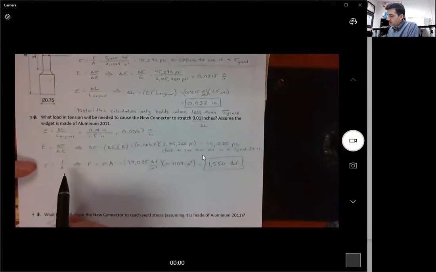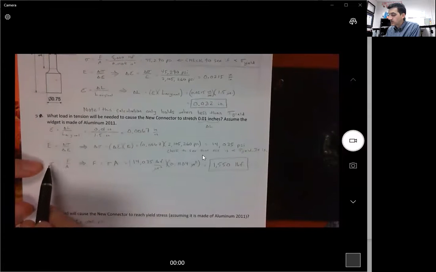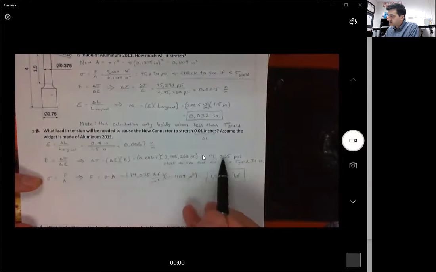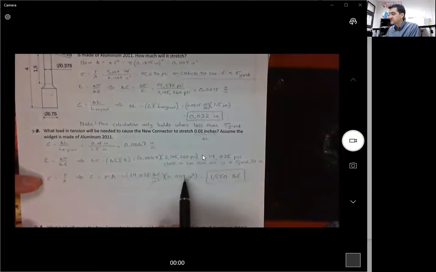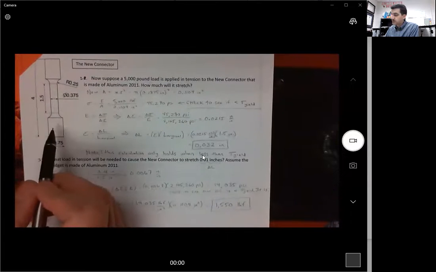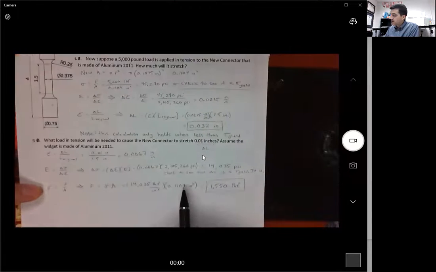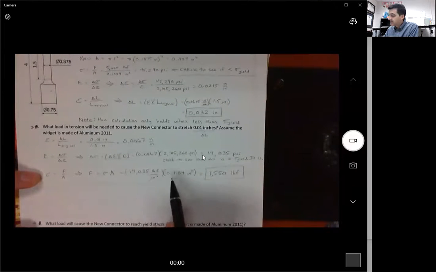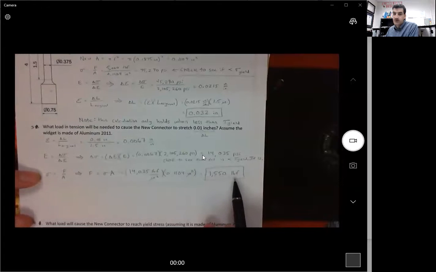So next, we can calculate the force because we know the stress now, and we know the cross-sectional area from the previous problem. So rearrange this equation for stress to find that the force equals the stress times the area. Plug in the value for stress that we just calculated. Plug in the value for the cross-sectional area that we previously calculated for this part. It was up here. And I have 14,035 pounds force per inch squared. That's PSI. That's the stress. Times 0.1104 inches squared. So your inches squared cancel out, and you're left with 1,550 pounds force.